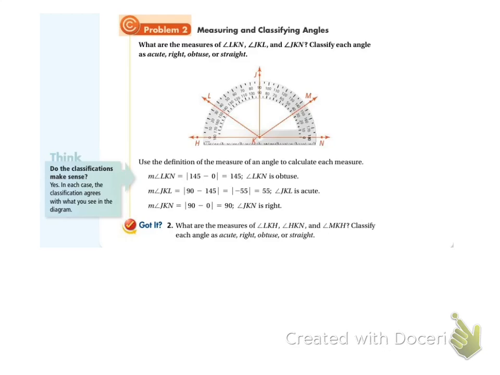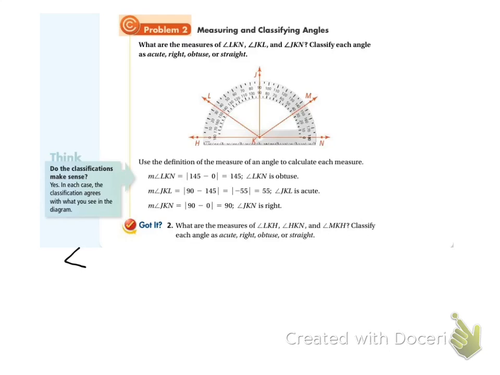If we look at JKL, that angle, J is at 90 degrees if I'm looking at the bottom one. And again, L is at 145 degrees. So we have the absolute value of 90 degrees minus 145, which is equal to the absolute value of negative 55. So it's 55 degrees. Again, just like with distances, we can't have negative distances. We can't have negative angles right now. And that is an acute angle. And if we look at JKN, that starts at 90 and goes to 0, and that is a right angle.